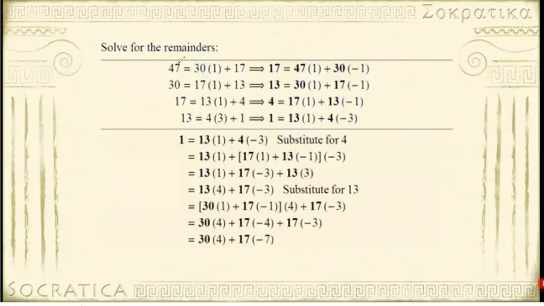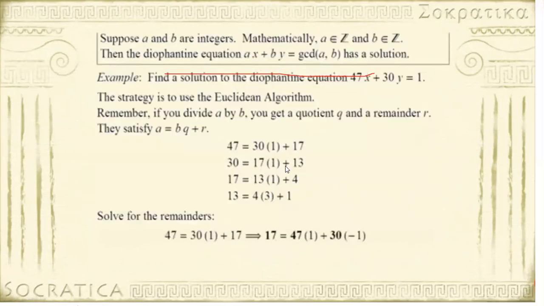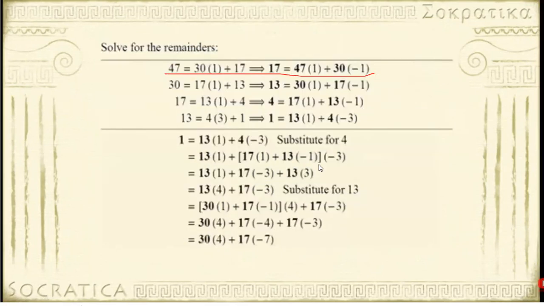So we are solving for the remainders. So this part we have seen. Now similarly for the second equation, like here, 30 is equal to 17 into 1 plus 13, right? So similarly, and so forth, we will continue for the remaining equations. So what we are doing, we are calculating for the remainder.